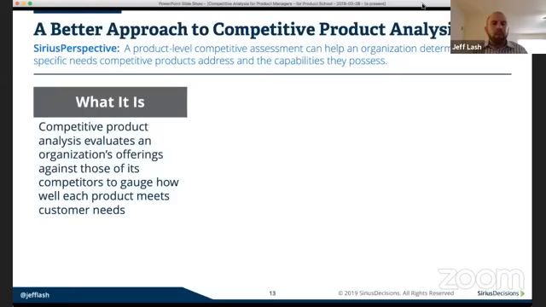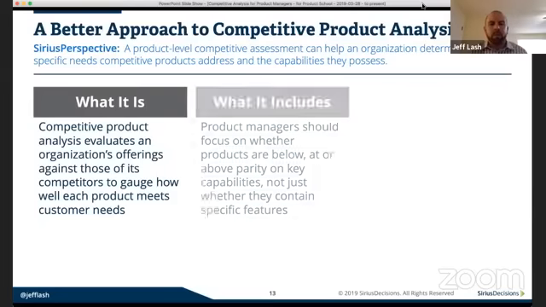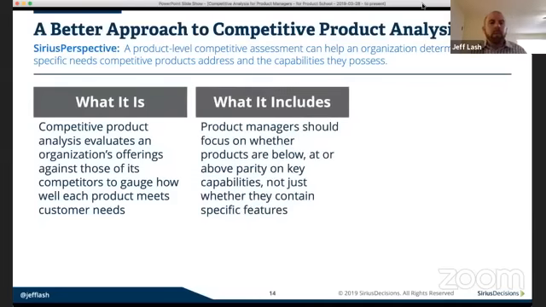And this should be mainly for a somewhat direct competitor. So this is a product to product comparison, not a company name to company name comparison in most cases. Now maybe for smaller companies, the company name is the product, that's okay. But in many cases, at least I work with a lot of clients where they've got multiple different products. So we're looking at the most direct competitor from a product perspective. And the basic thing we want to do here is look at whether our products are below, at parity, or above parity on key capabilities.